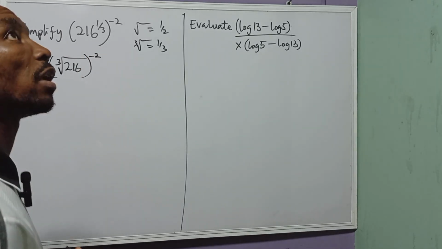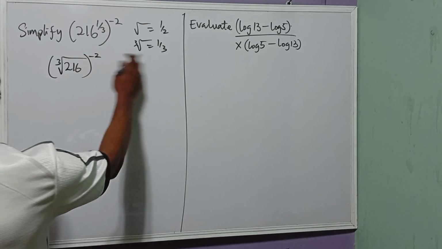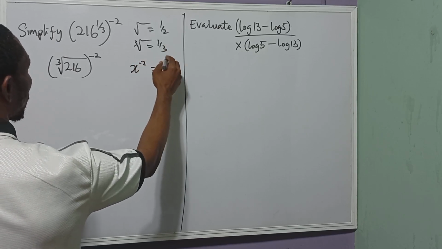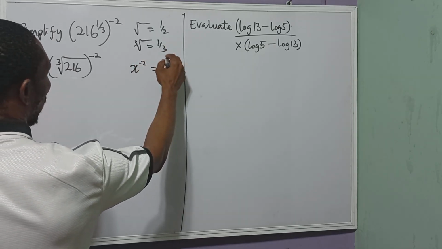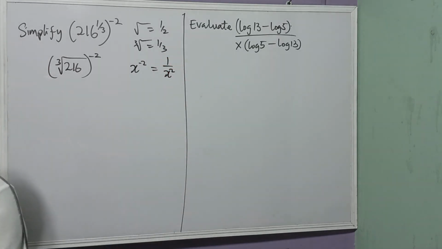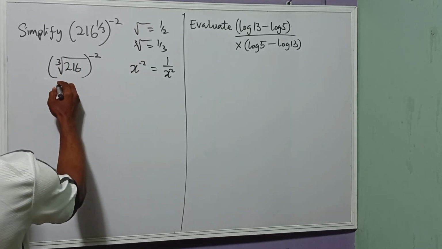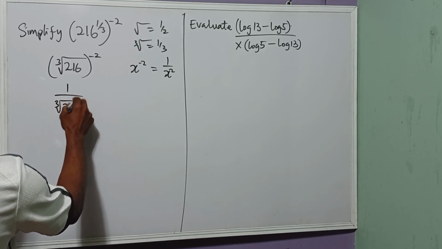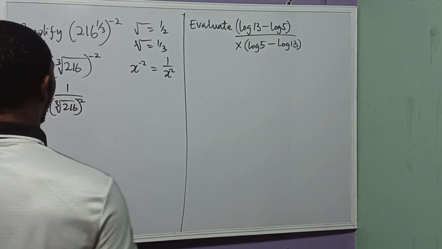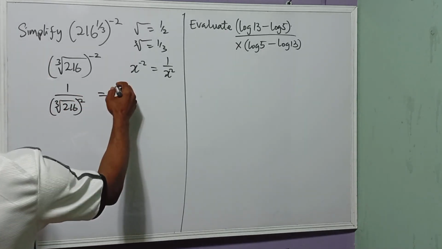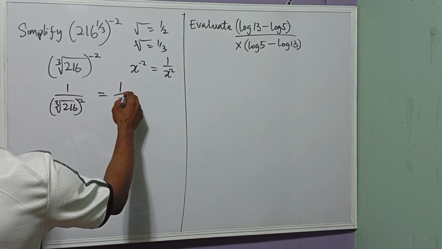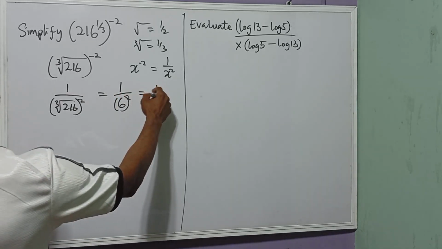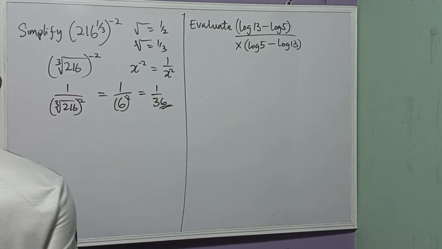By the fractional indices law, we know that x raised to power minus 2 is 1 over x squared. Applying that to this, we will have 1 over the cube root of 216, all squared. Now the cube root of 216 will be what? That will be 6. So this will be 1 over 6 squared, which is 1 over 36 as our answer.